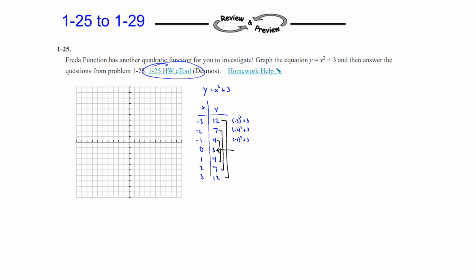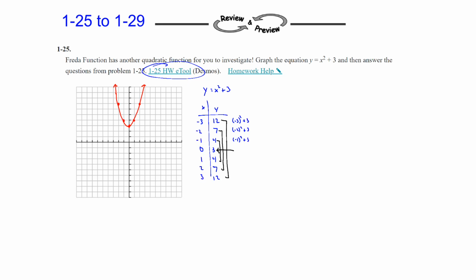And so what we're going to do is take these points and first graph them. So -3, 12 doesn't really fit on my 10 by 10 graph, so I won't graph that one. -2, 7 is right here. -1, 4. 0, 3, 1, 4, and then 2, 7. And so I'm going to go ahead and graph. And as x continues to go on, so does the y. So I'm going to put arrows on my graph.